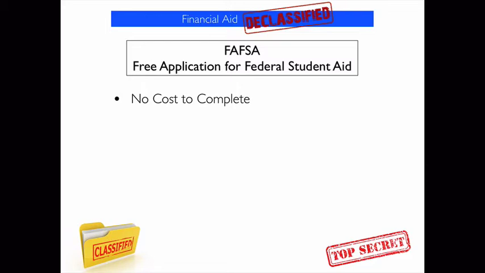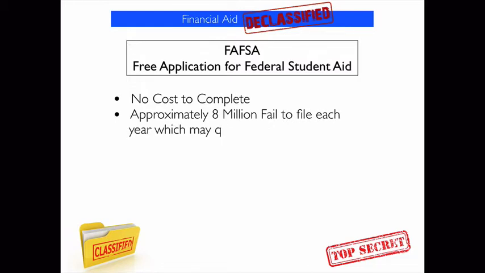Now, the myth that you won't qualify leads to approximately 8 million people who fail to file every year. Now, that may or may not mean that they would qualify if they had, but chances are they would have qualified or been able to receive some sort of aid. Now, when should you submit the form? Beginning January 1st of each year.